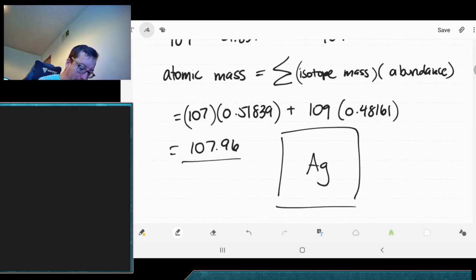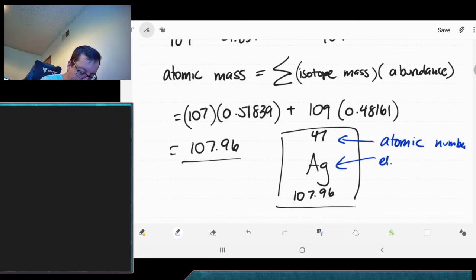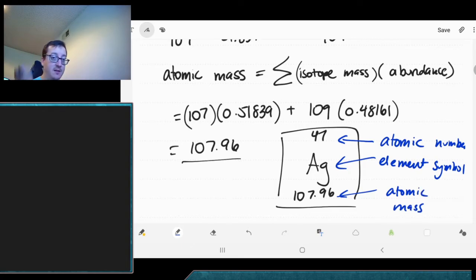So you'll typically see, I'm going to use our calculated number because I don't want to scroll up. This is the atomic number. This is the element symbol. And this is the atomic mass. Again, nothing about the mass numbers here, nothing about the isotopes. It just is the atomic mass, so it's the weighted average.